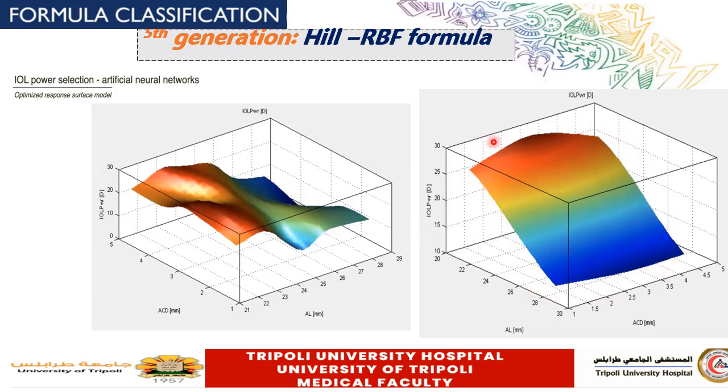So this is a 3-dimensional representation of the data and the parameters of each patient. You can see clearly that after optimizing the data and increasing the size of the data, the surface becomes more smooth and more regular. This is called optimization of the surface model.